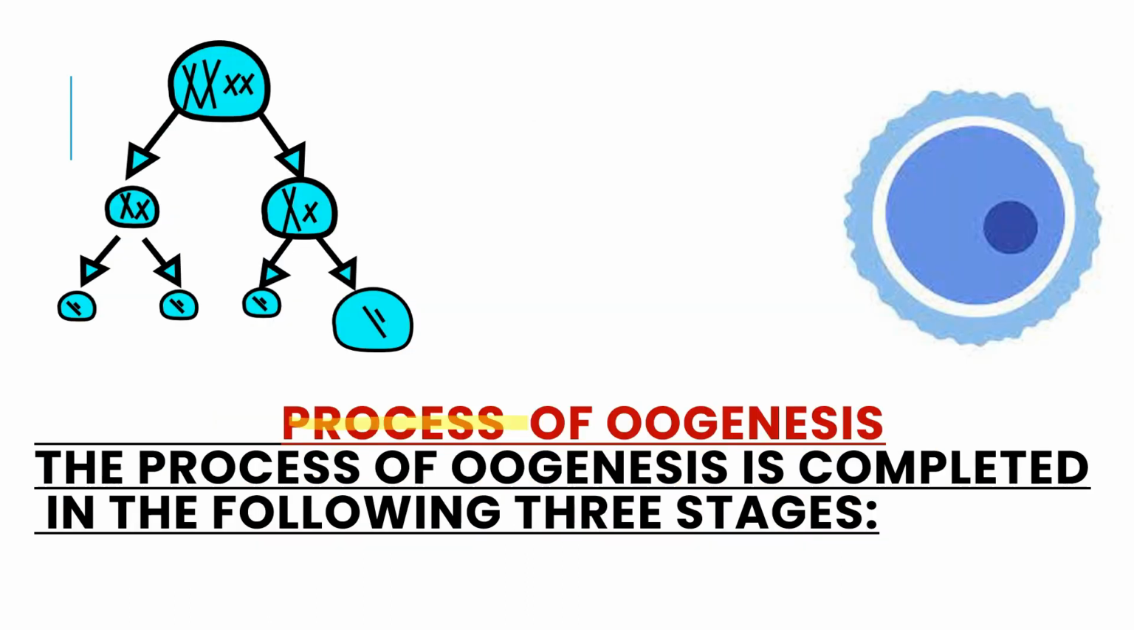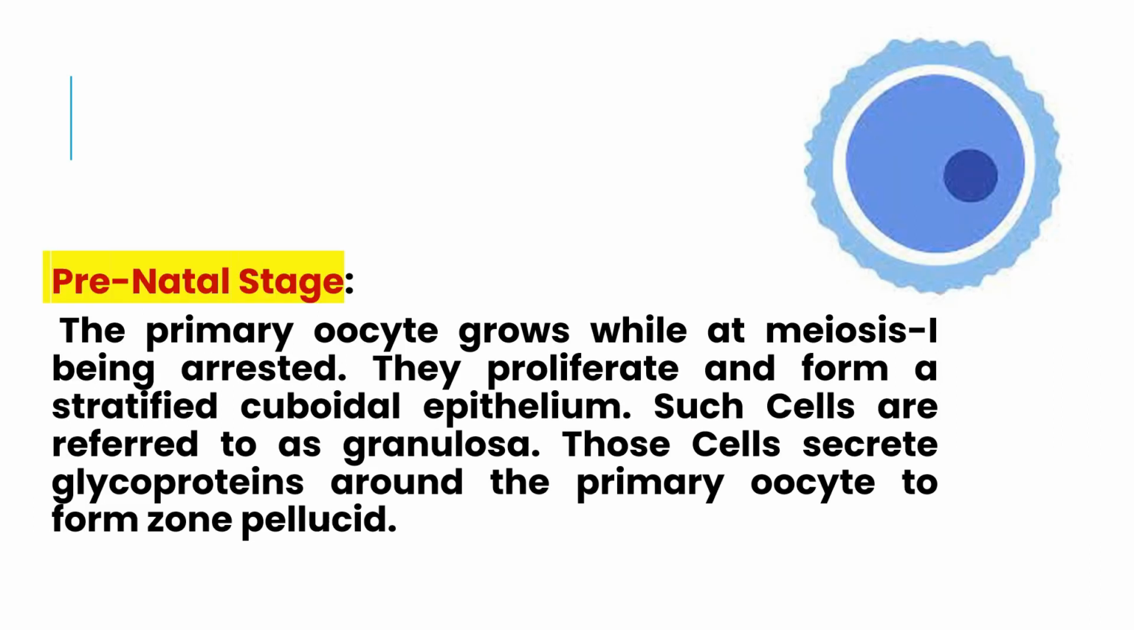Now we will look at the process of oogenesis, and the process of oogenesis is completed in the following three stages. The first stage is the prenatal stage. In this, the primary oocyte grows while meiosis 1 is arrested. So that means in this stage in the embryo the primary oocyte grows but stays at the meiosis 1 stage.